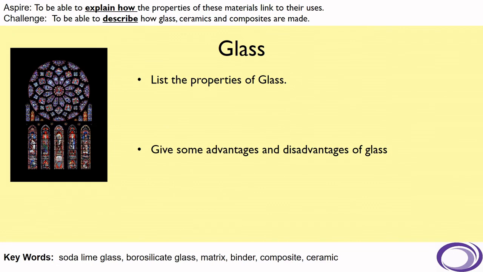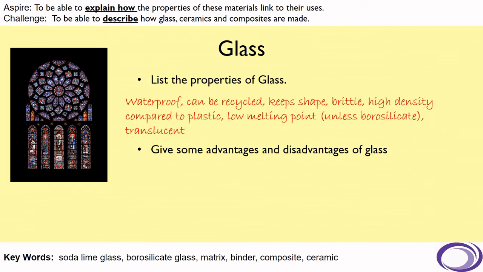Okay, so some properties of glass. Again, it's waterproof, it can be recycled, which is really useful. It keeps its shape, although it is brittle, and glass when it breaks is quite dangerous. It has a high density if you compare it to plastic. It has a low melting point unless you use borosilicate glass, and it's translucent, so if you're using it as a container, you'll be able to see the contents, which is definitely an advantage for glass.